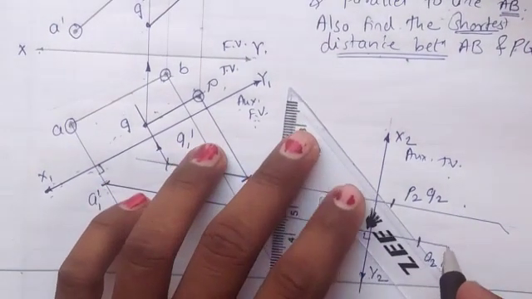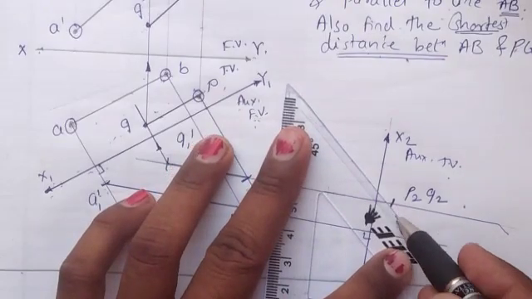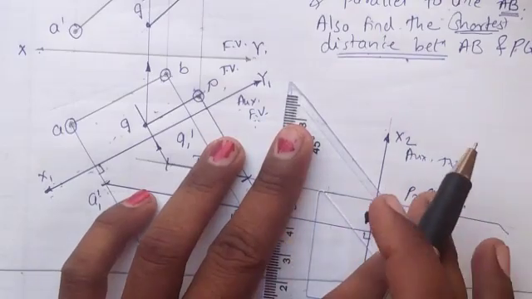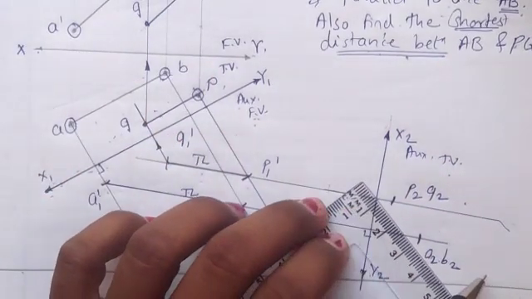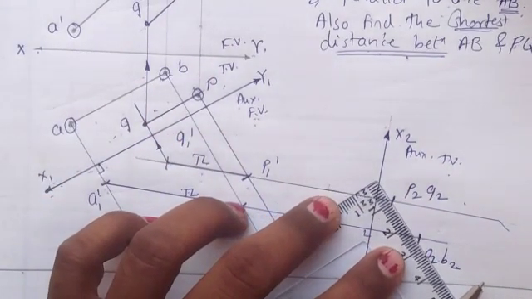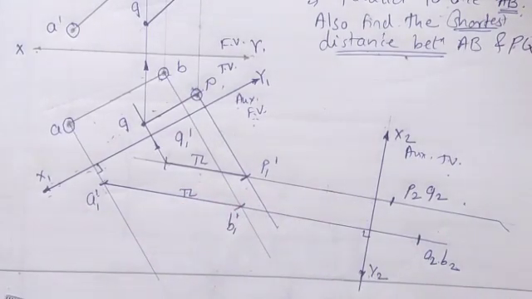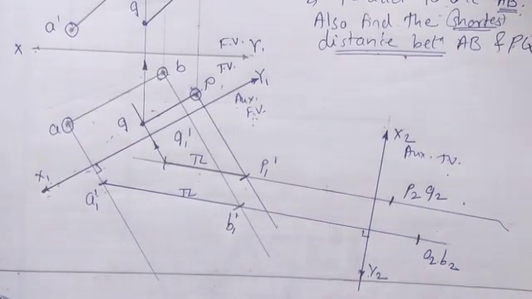These are two separate lines, so don't construct a line between these two points. It is not required. Just simply measure the distance. It is around 27 mm. So the shortest distance between AB and PQ is 27 mm.